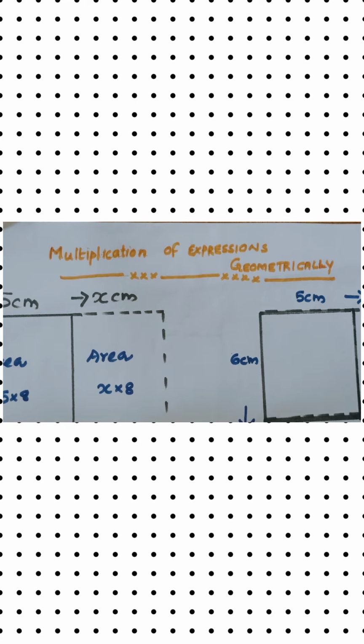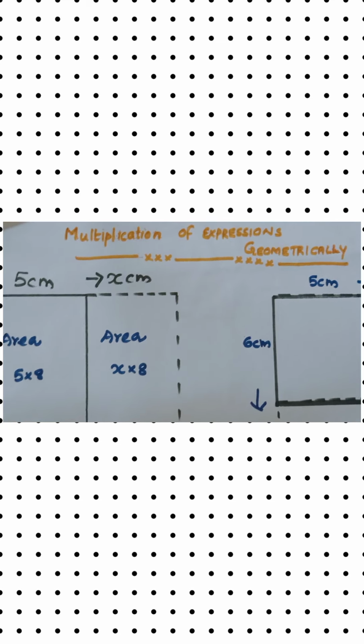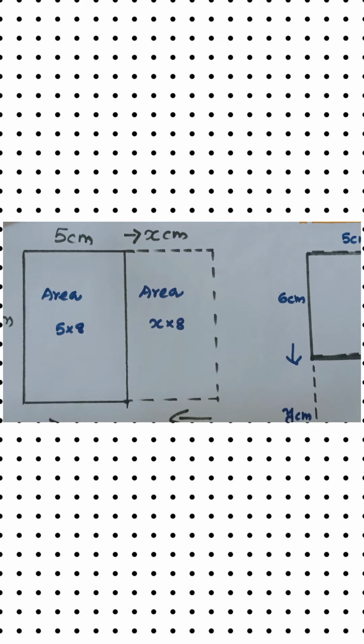How we can use geometrical method for multiplication of expressions. Let us look into these examples. First one, I drew a rectangle of breadth 5 cm and length 8 cm.